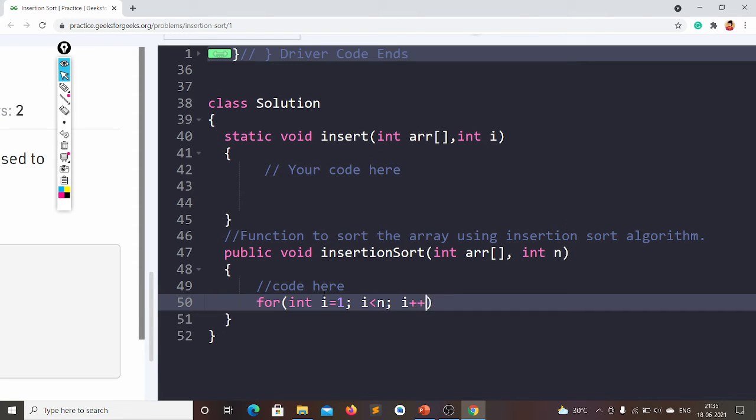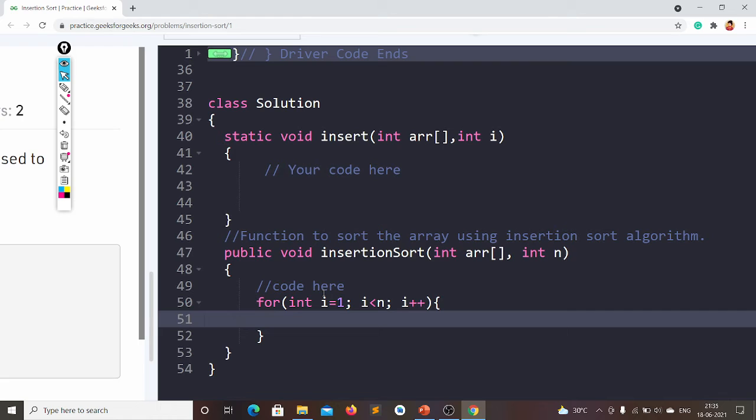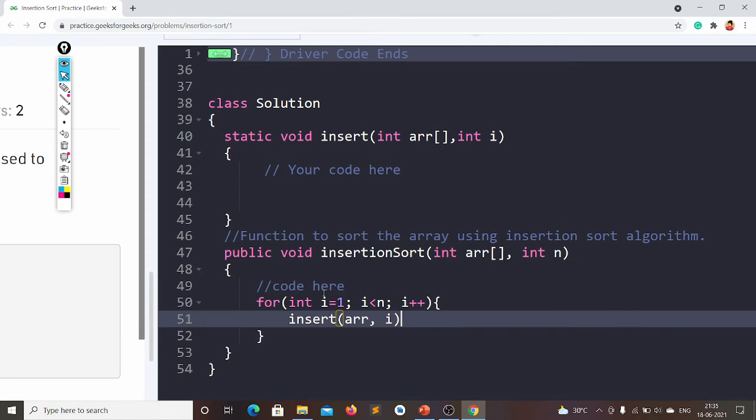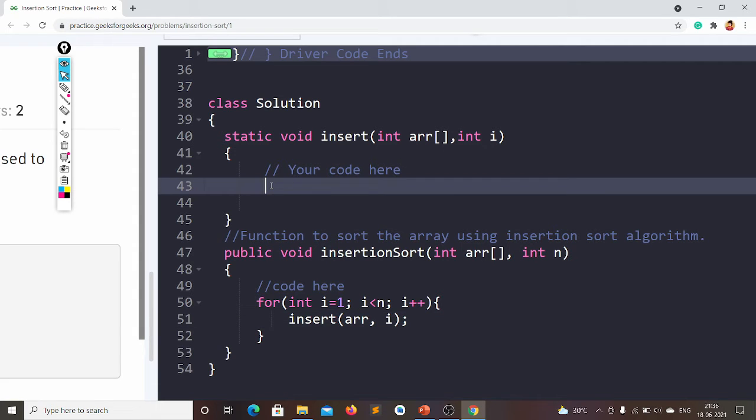And I am always passing to the insert function my array and my i. Okay, so let's come to the insert function now.